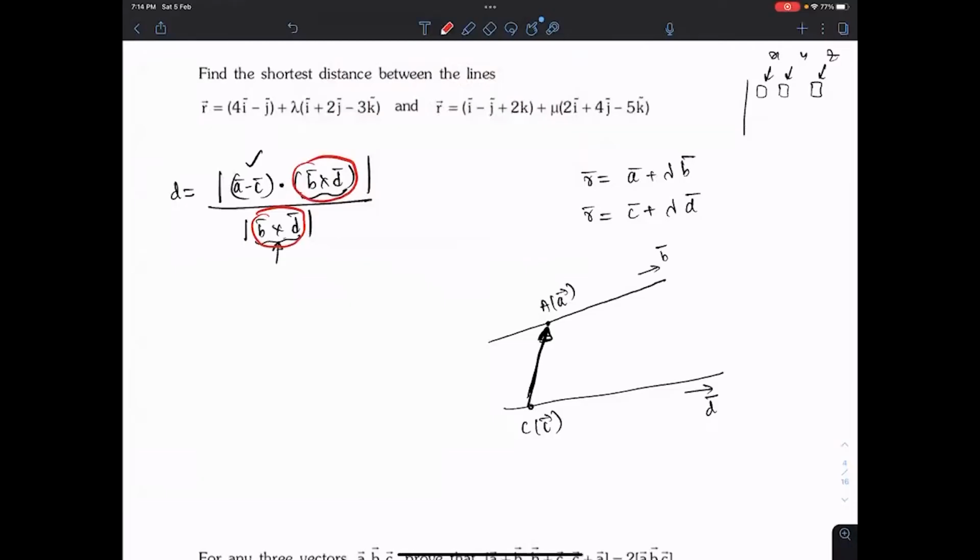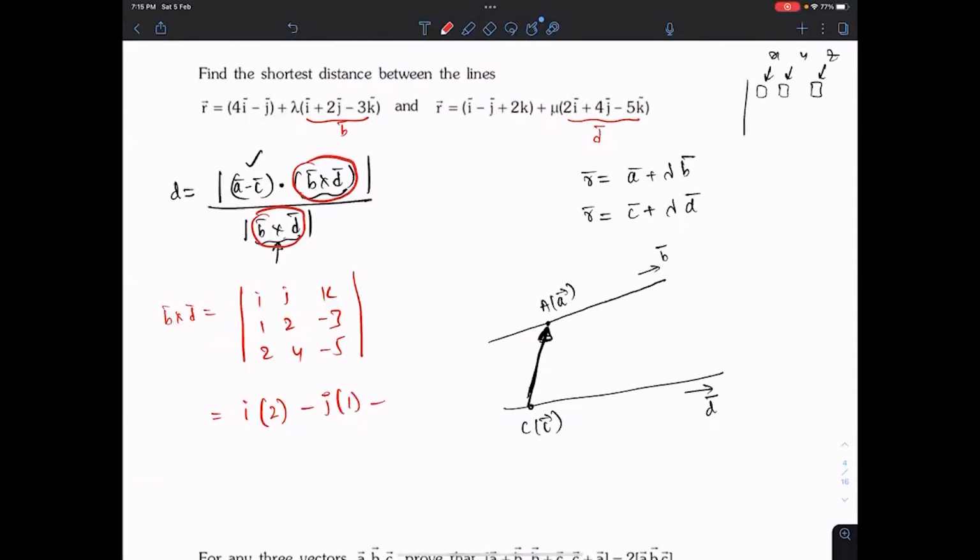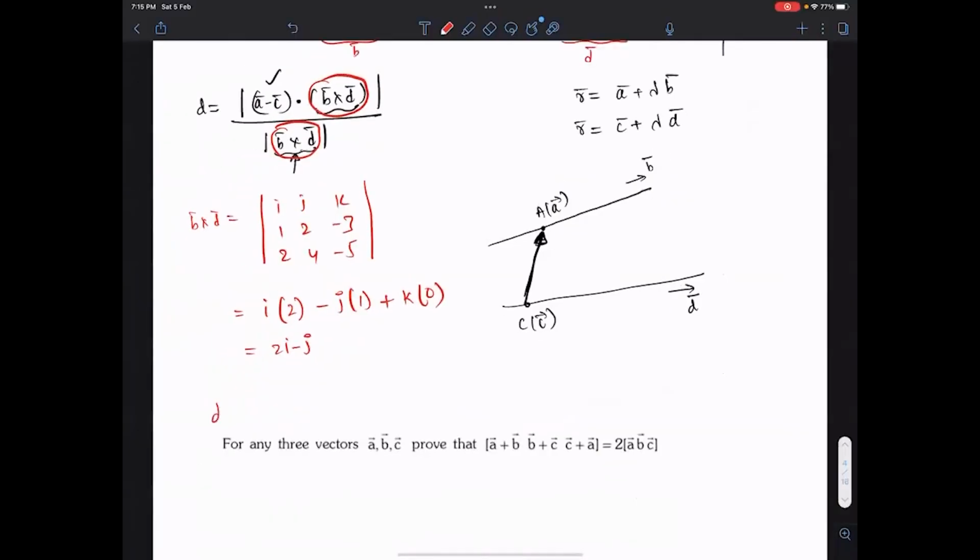Let us do this question as fast as possible. This is B bar, this is D bar. So what is B bar cross D bar? That will be det of I, J, K; 1, 2, minus 3; 2, 4, minus 5. If I do that, I'll get I times minus 10 plus 12, which is 2, minus J times minus 5 plus 6, which is 1, plus K times 4 minus 4, which is 0. So 2I minus J is B cross D. So in my shortest distance, the denominator is already taken care of, it is root 5.